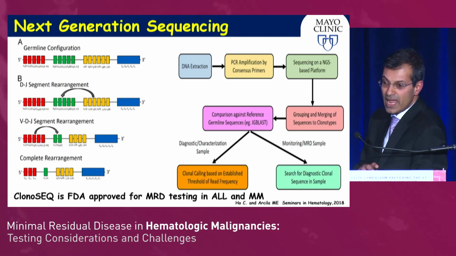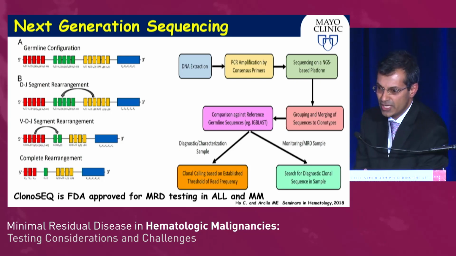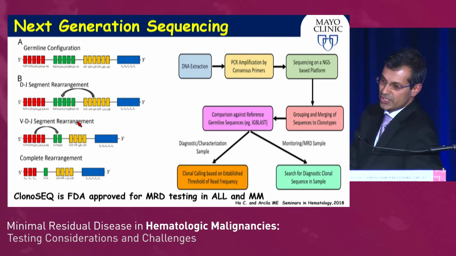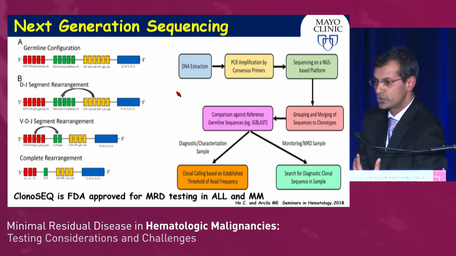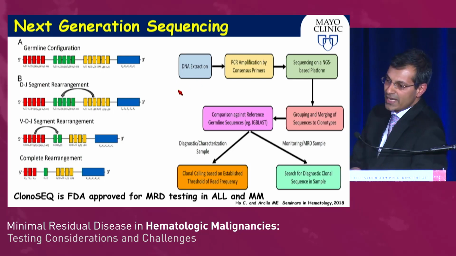In fact, it relies heavily on the VDJ rearrangement of the IGH gene. And with the next generation sequencing process, DNA is first extracted, and then the consensus PCR primers are used to amplify those IGH VDJH, or DJH, or IGK segments. And then sequencing is performed.